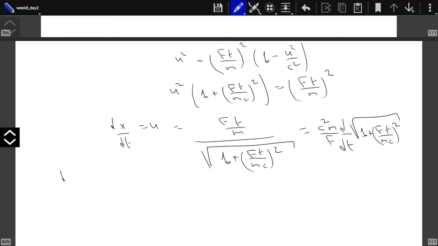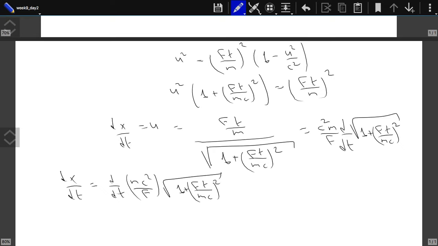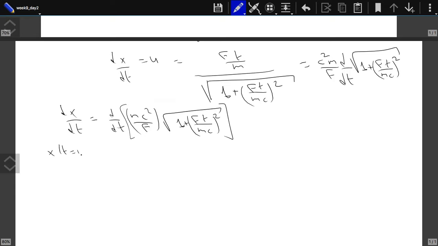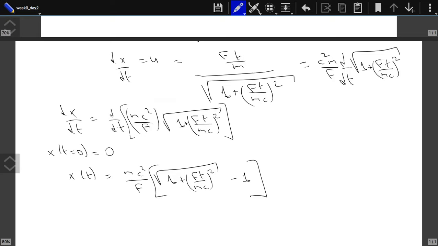So dx by dt is equal to d by dt of (mc squared over F) times the square root of 1 plus (Ft/mc) squared. Now I will choose my coordinate axis such that at t equal to 0, x is also 0. So x of t is just (mc squared over F) times (the square root of 1 plus (Ft/mc) squared, minus 1). I need that minus 1. Well, this is just a constant. When you take the derivative, that minus 1 doesn't change anything. So when I'm integrating a differential equation, I can always add these constants, and that constant I have chosen such that my solution satisfies this boundary condition.